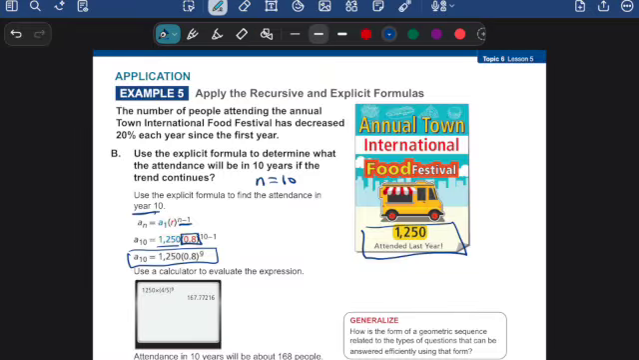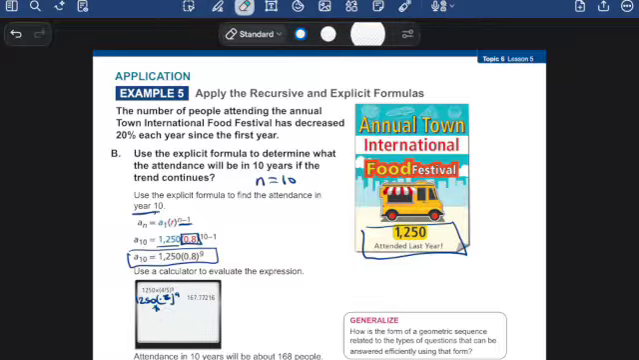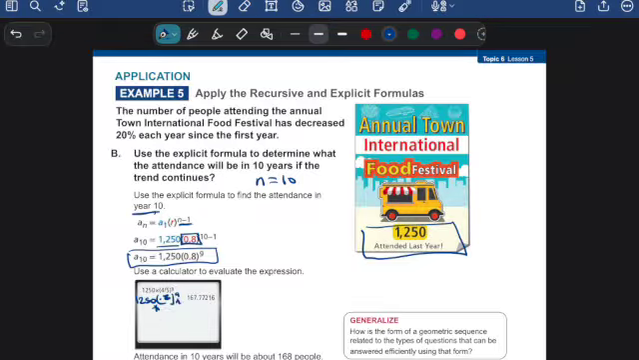I'm not sure why they did 4/5. I would just do 0.8. I really don't know why they changed it to 4/5. But you can type this into your calculator. It'd be 1250 times parentheses. Make sure you put the 0.8 in parentheses, and then you would do your caret for the 9, and you would get this value. Since we're talking about people, we can't have a decimal amount of people, so let's round up, and we get about 168 people.